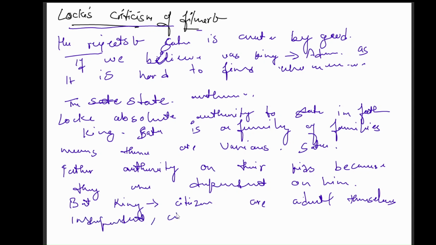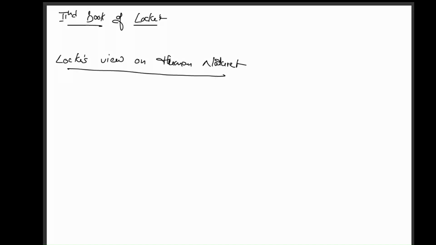Citizens need a state for a few things, not for all. In the second book, he has given the theory of social contract.